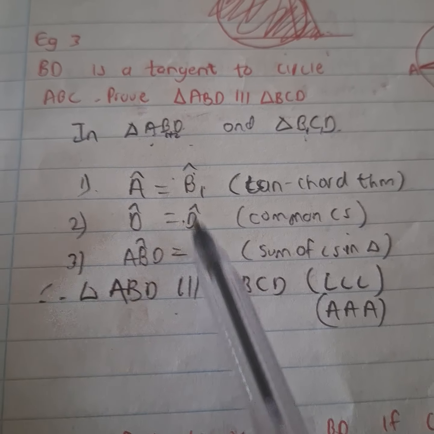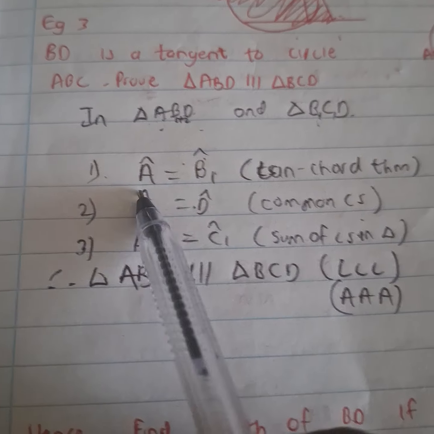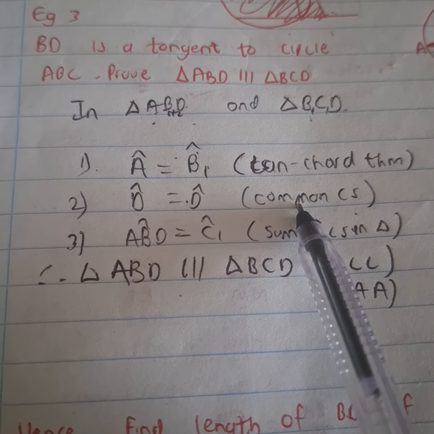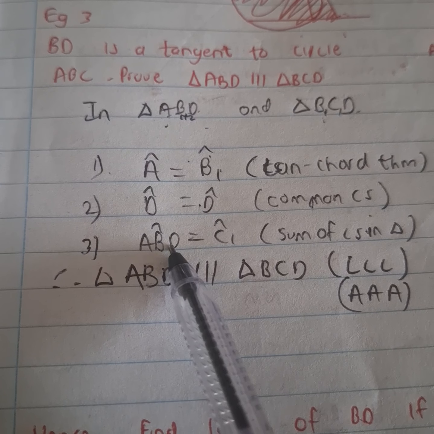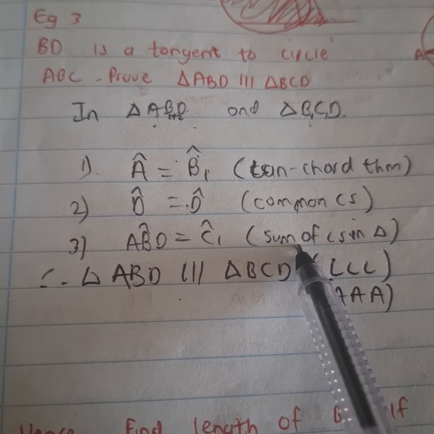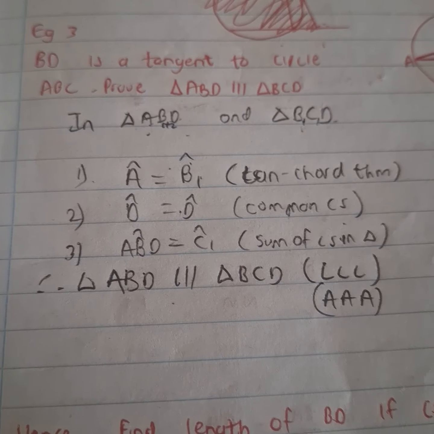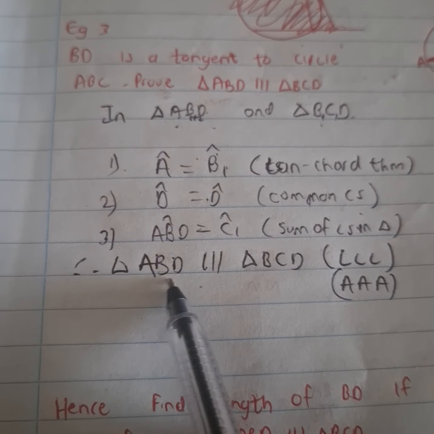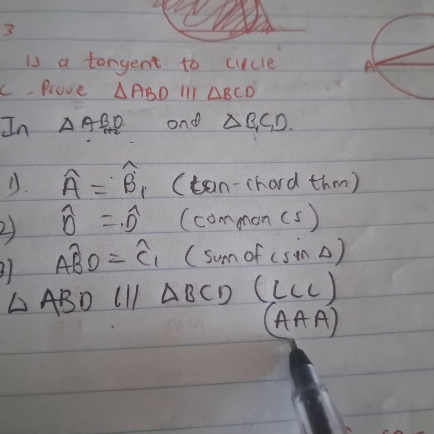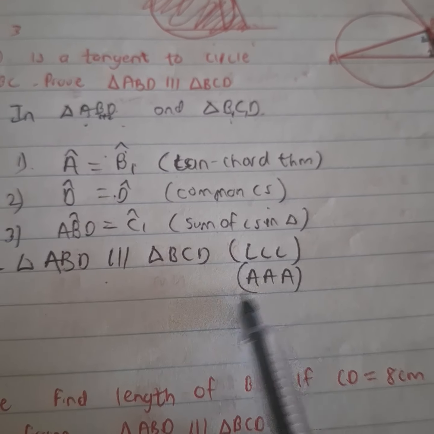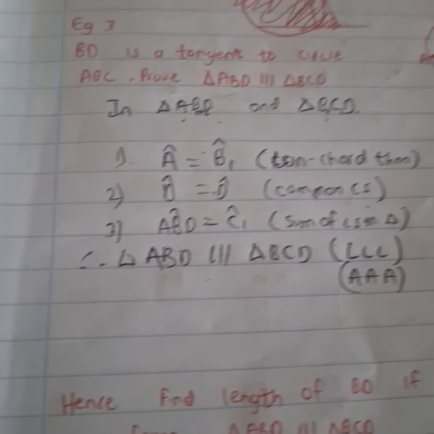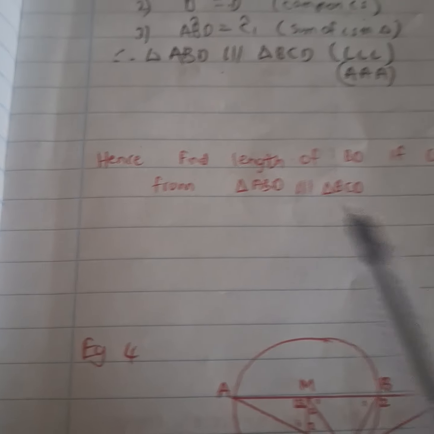Then we have our first pair and our second pair with the right reasons, and for our third pair of angles you can just write sum of angles in triangle. Then you conclude triangle ABD, as it was given to you, is similar to triangle BCD in that order, and then you write angle, angle, angle. Please guys, learners usually forget to write that part and they lose precious marks.